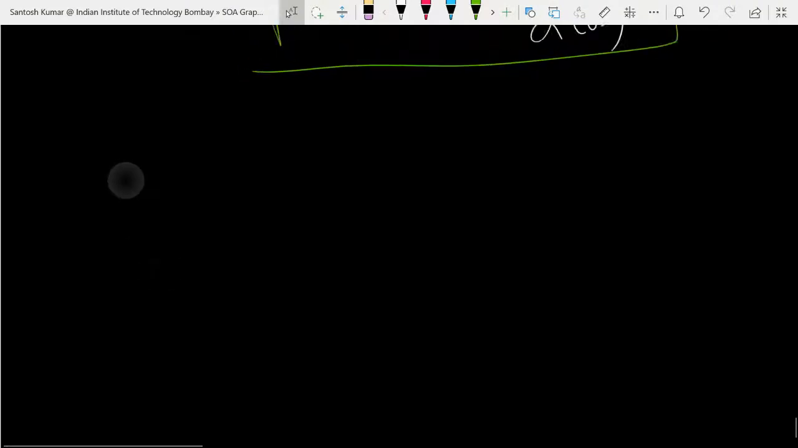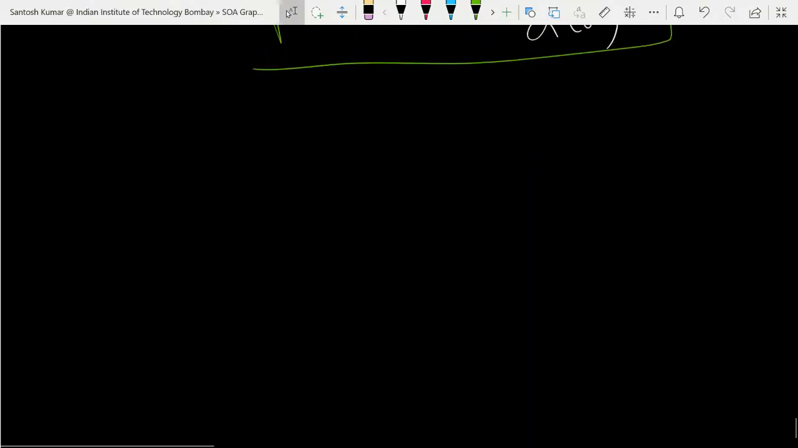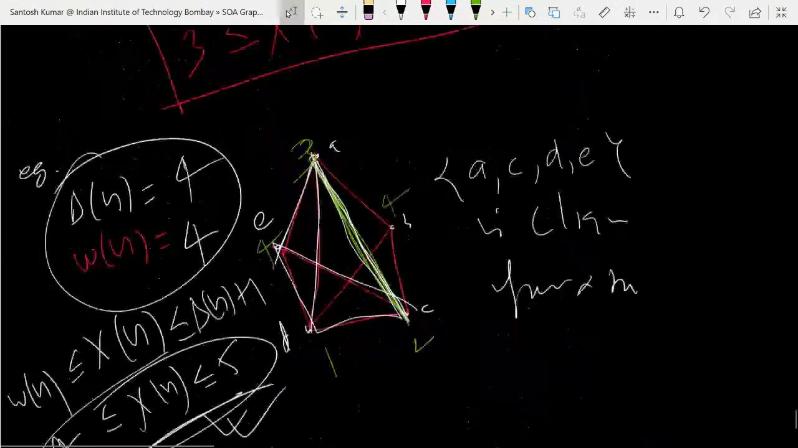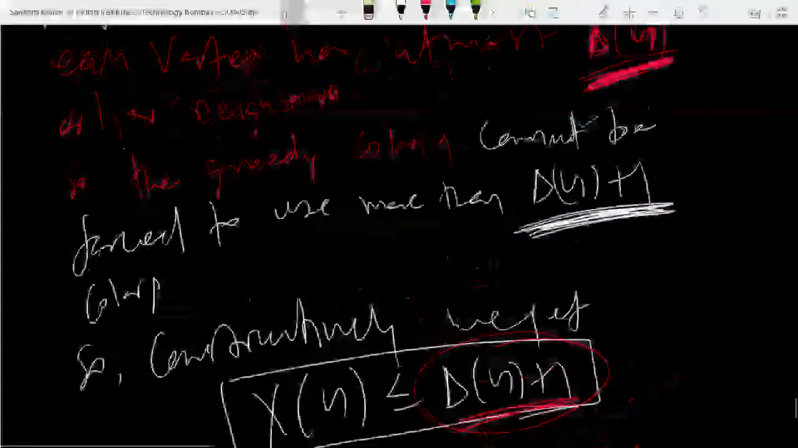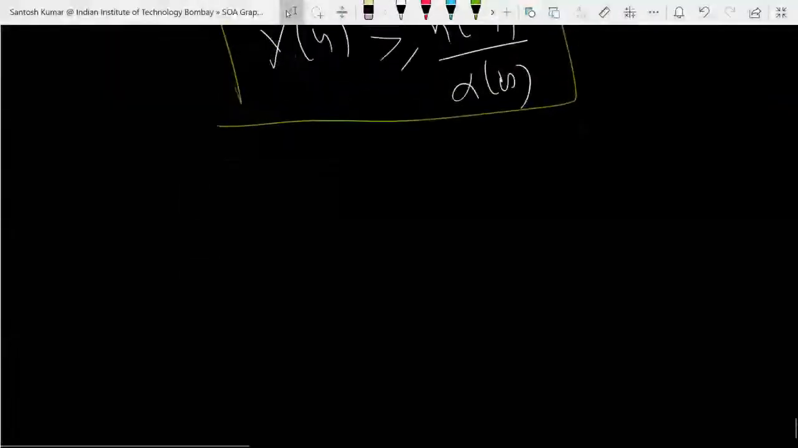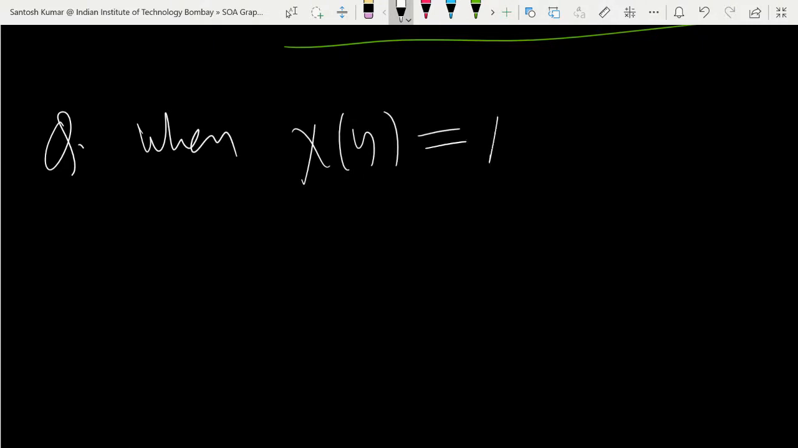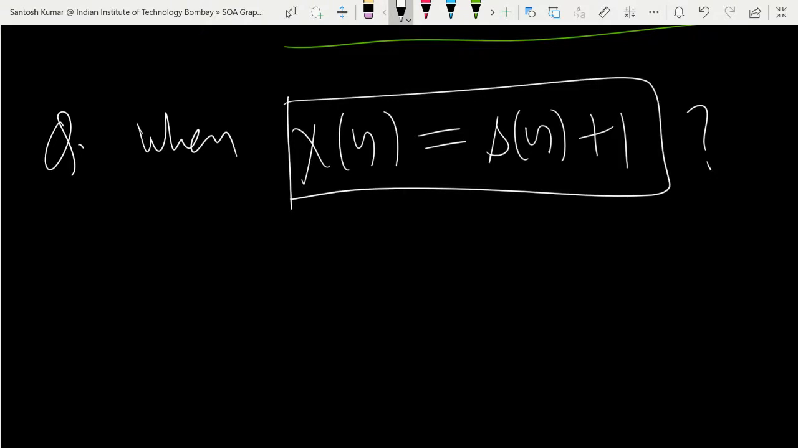Now I would like to see one thing. You have seen some equality here. My question, actually a new question, is: when can this happen? When will the chromatic number of G be equal to its upper bound? Means when will this equality hold? For what situation are you confident that this will hold?